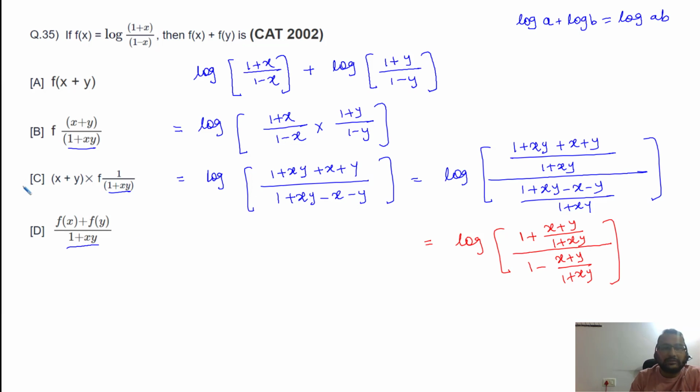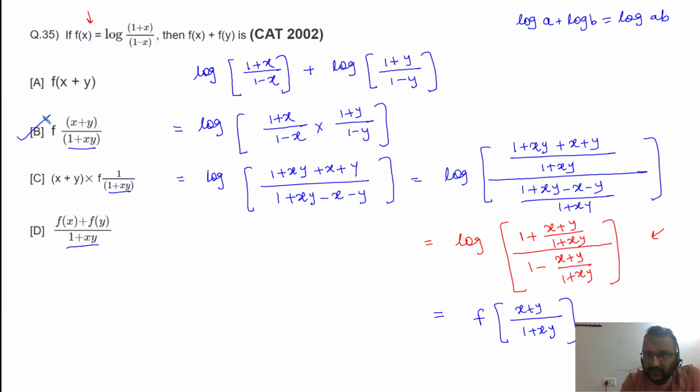So now this expression represents the value of which function, everyone? Let's try to understand. Let's compare this and f of x. So after the comparison, what you will come to know is that this is the value of f of x plus y divided by 1 plus xy. That is nothing but option B. This is how we can solve this question.